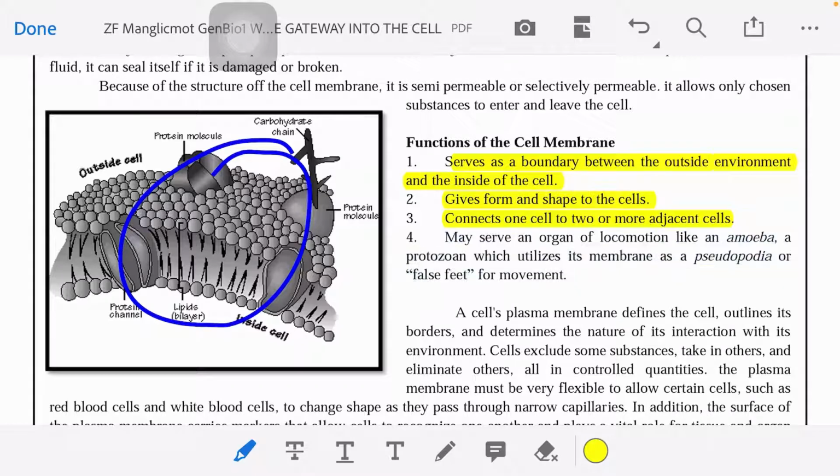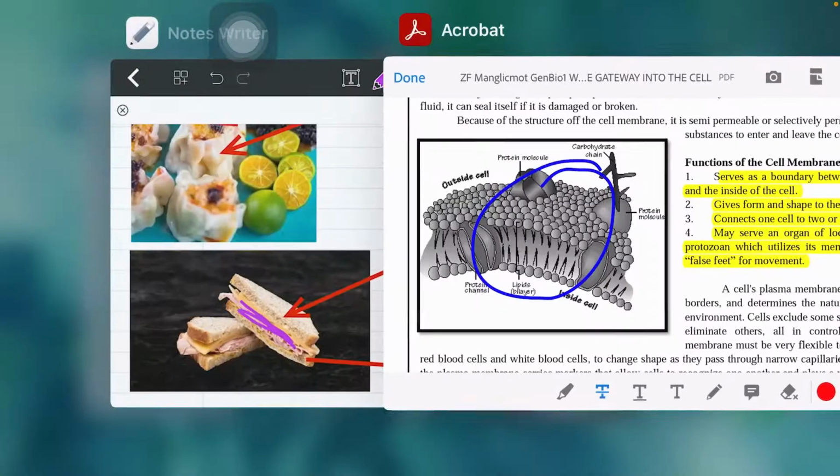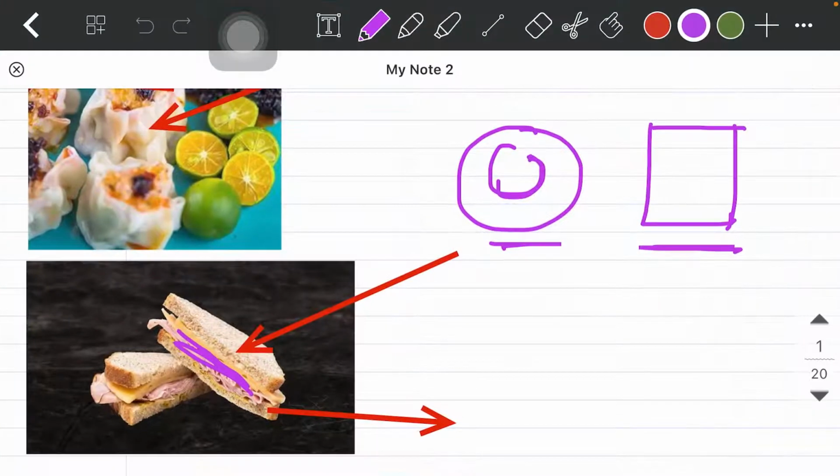For example, specific example here is amoeba. Ano ba kasing meron sa amoeba? So, I will try to draw. So, ang amoeba kasi wala siyang specific shape niya. So, let's say for example, this is an amoeba.